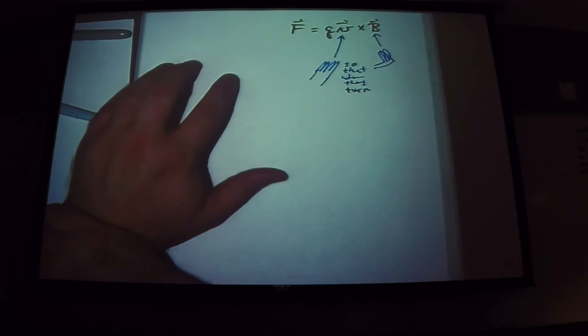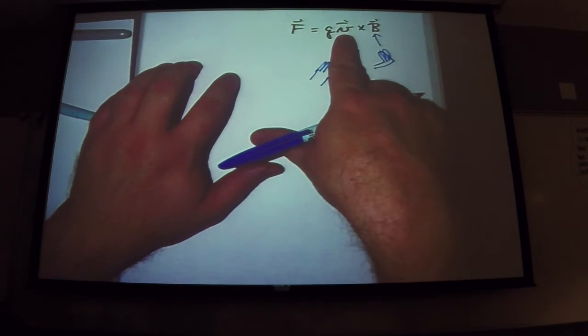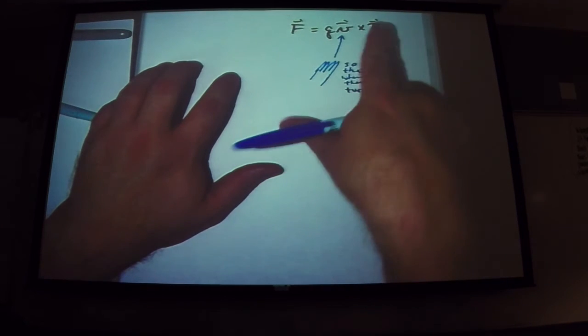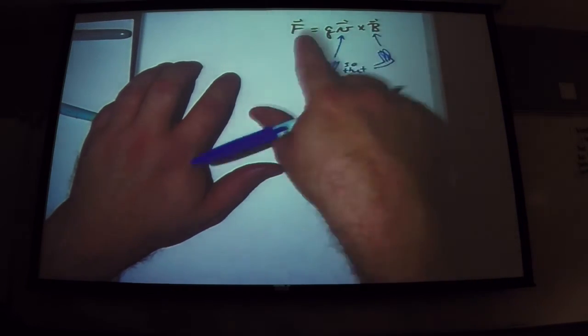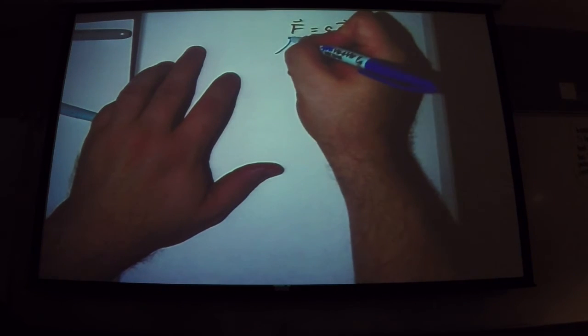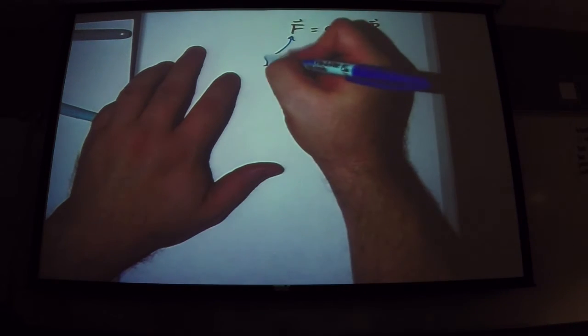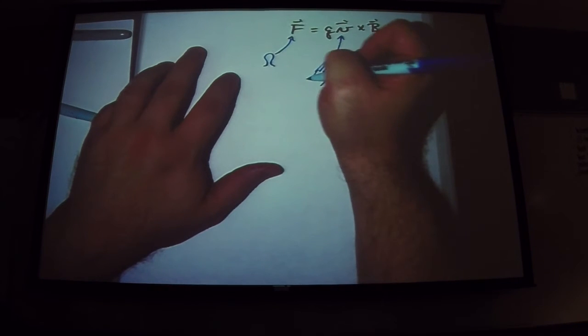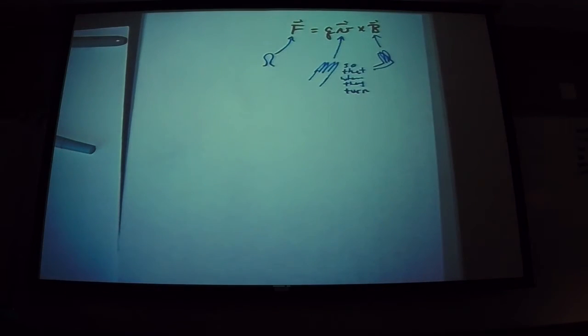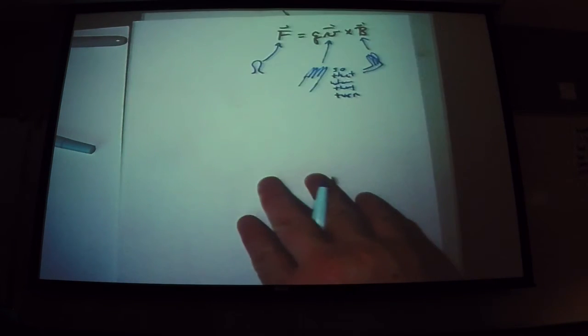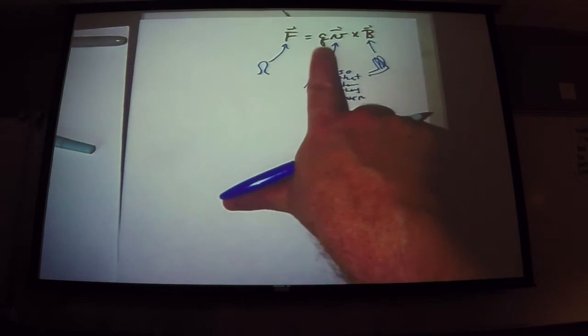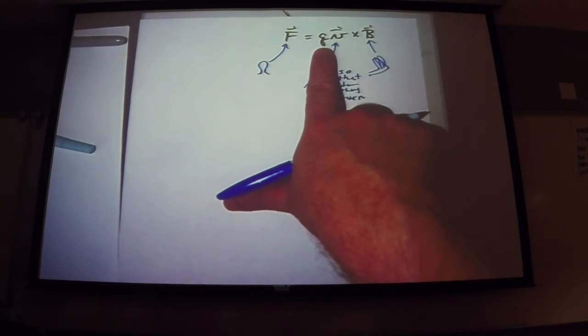Yeah, straight fingers in the direction of the first vector, so that when you turn them, they're in the direction of the second vector. And the result of those, so in this first formula, you've got this Q, though. You've got to remember that if that's a negative charge, then therefore you have to reverse it.